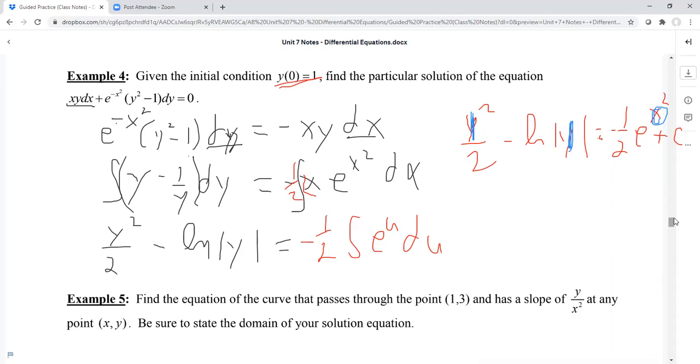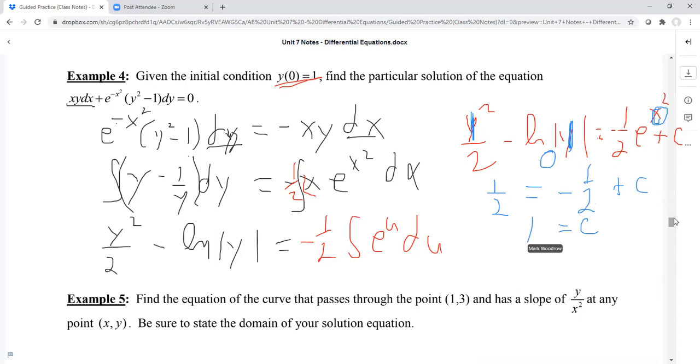So this is going to give me 1/2. And then this is 0. This whole thing's 0, so I'm not going to write it in there. And then over here, I've got negative 1/2 times e to the 0, which is 1, plus c. So I'm going to add a half over, so c is equal to 1.